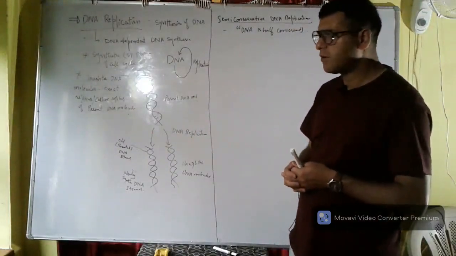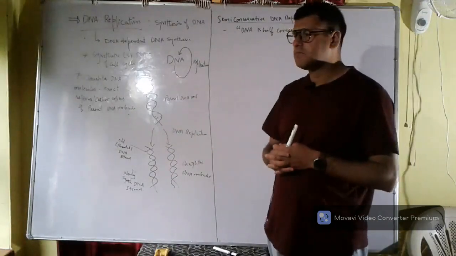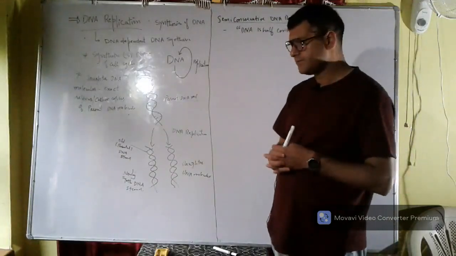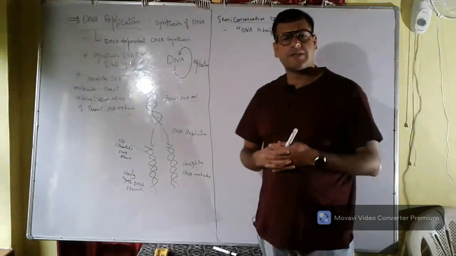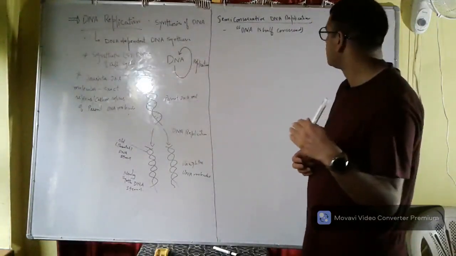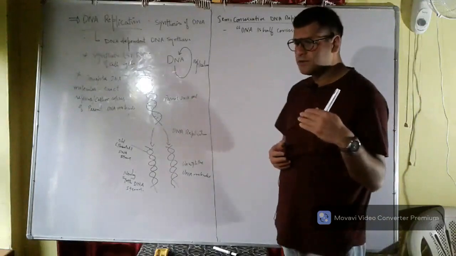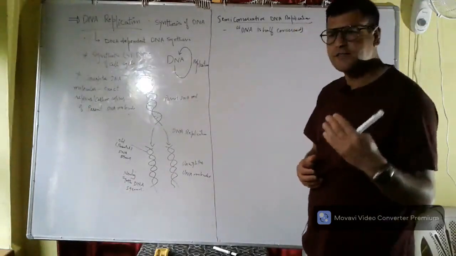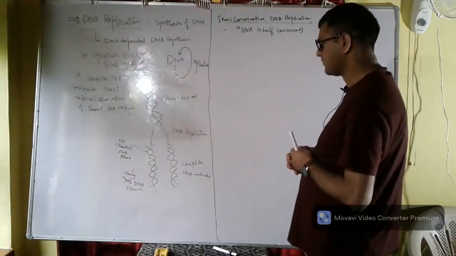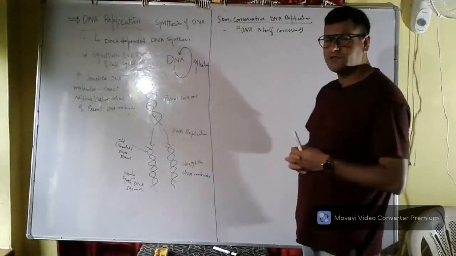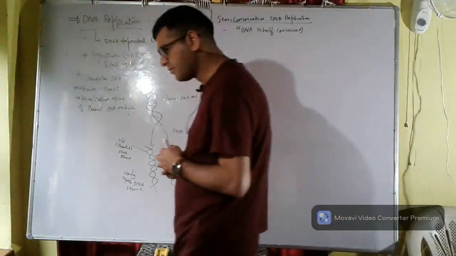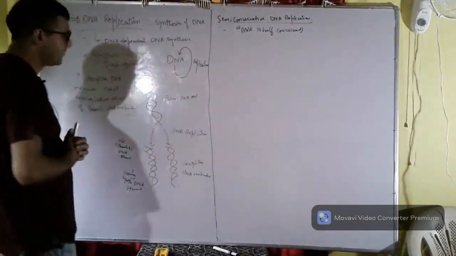And this semi-conservative mode of DNA replication is that type of DNA replication in which half of the DNA is conserved and the second half is synthesized anew. That is what is called the semi-conservative mode of DNA replication. One strand is the old strand and one strand is the newly synthesized strand. We call this type of DNA replication semi-conservative DNA replication.